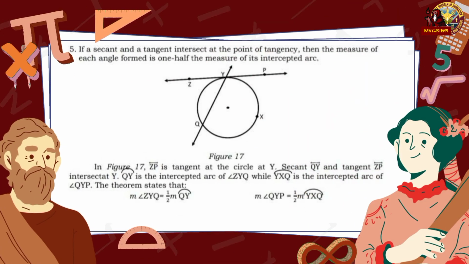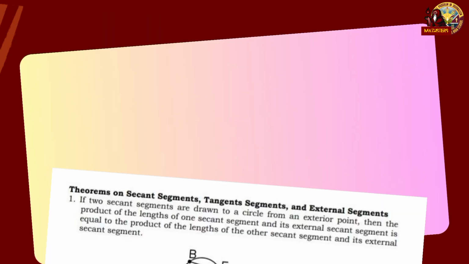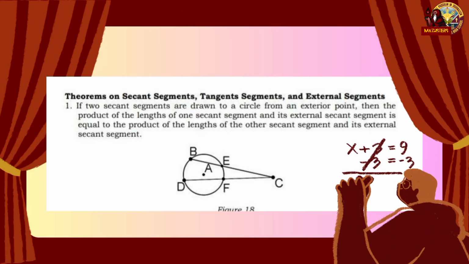Number 5. If a secant and a tangent intersect at the point of tangency C, then the measure of each angle formed is 1/2 the measure of its intercepted arc. Theorems on secant segments, tangent segments, and external segments.